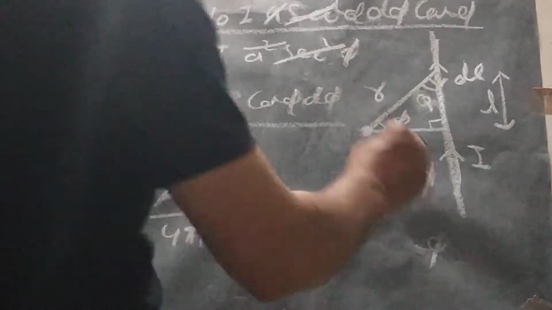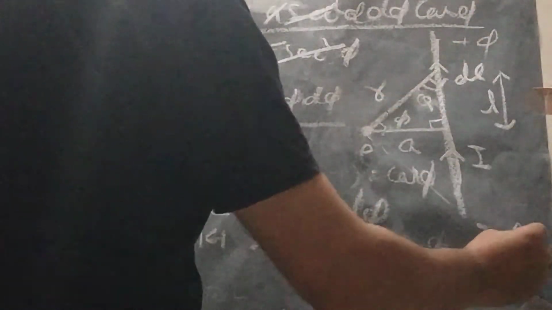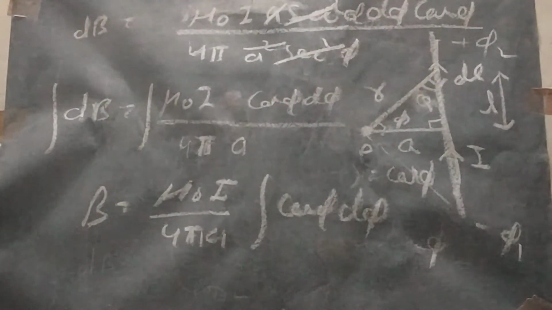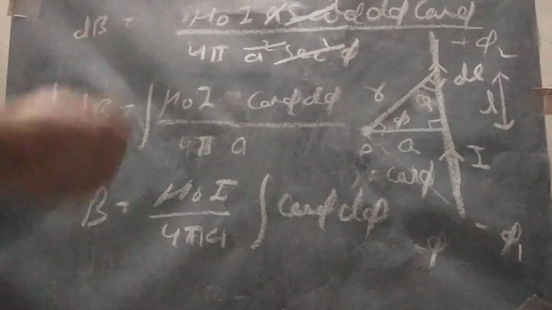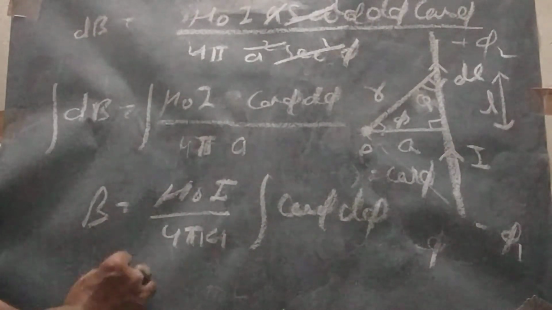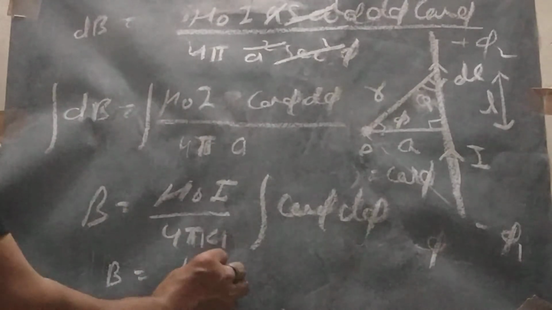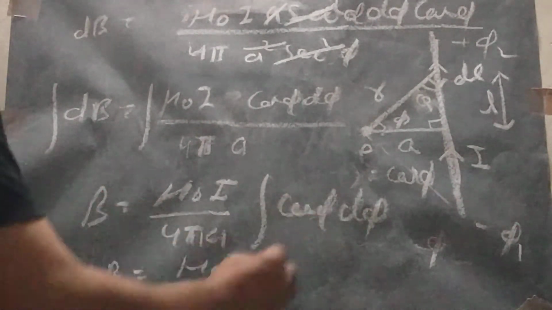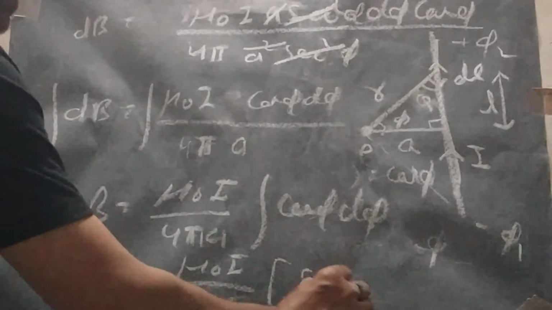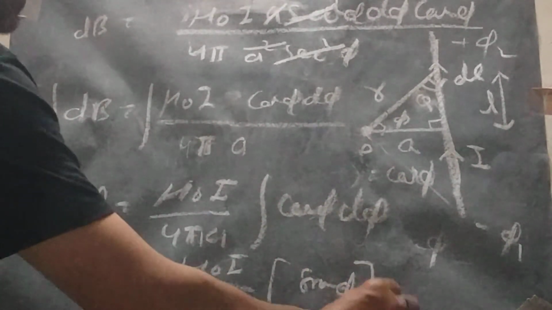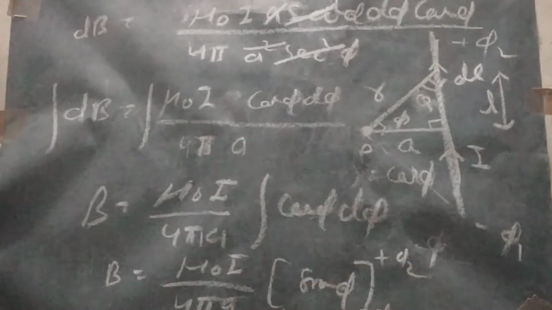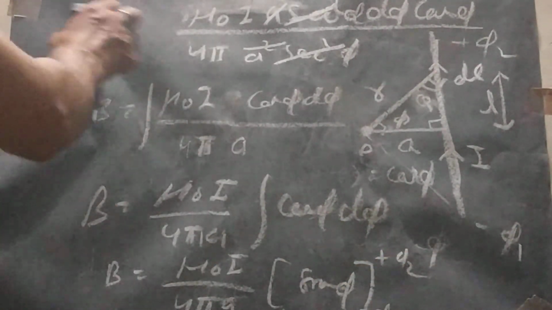Now, the limit of integration is from minus phi 1 to phi 2. Therefore, from here, for an infinitely straight conductor, we will find out a special case. B equals mu naught I by 4 pi a. The integration of cos phi is sin phi, from minus phi 1 to phi 2, upper limit and lower limit.